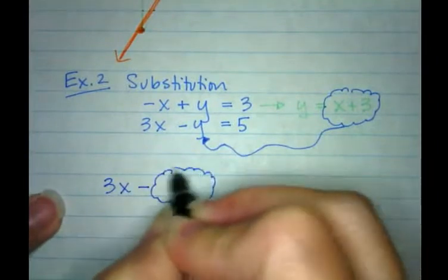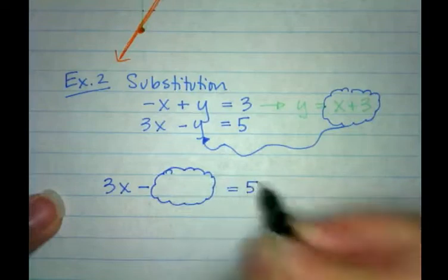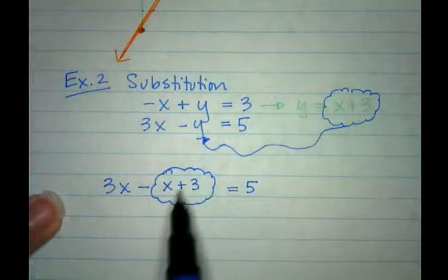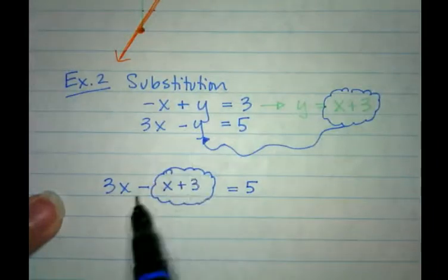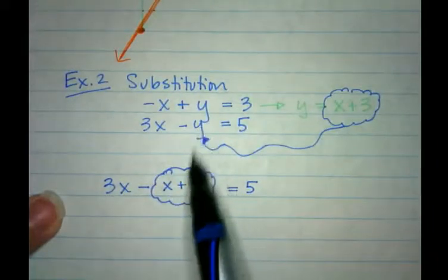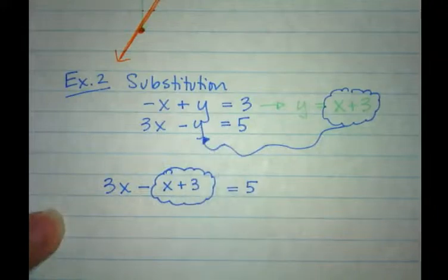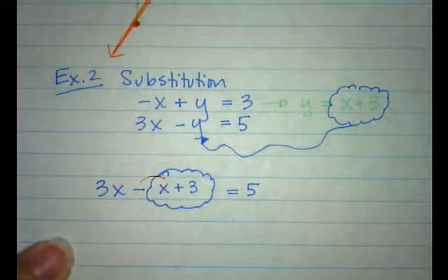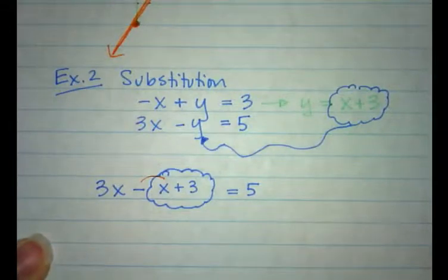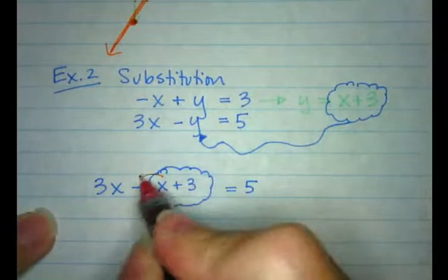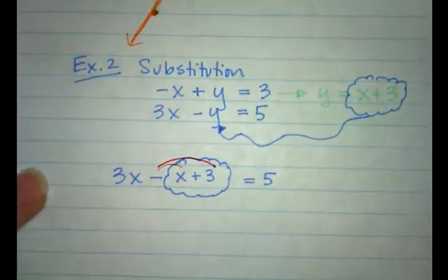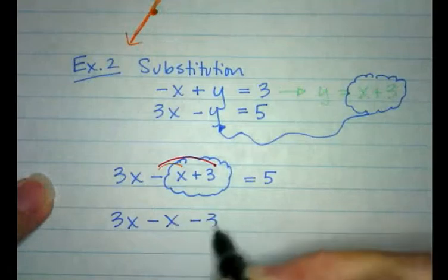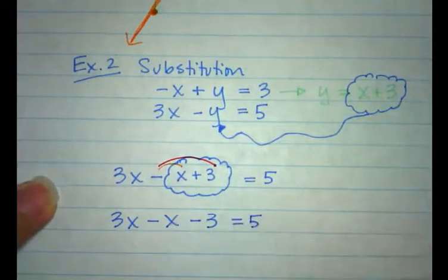So I'm going to now go to this problem, and I'm going to put 3x minus, here's my cloud, equals 5. And in the cloud, I have x plus 3. And you can see this is exactly the same, minus, but this I've replaced for the y, and then equals 5. So there's the cloud, and now we're about to see the rainbow. Because when we work through these problems, we have to distribute right there. So we have 3x minus x minus 3 equals 5.